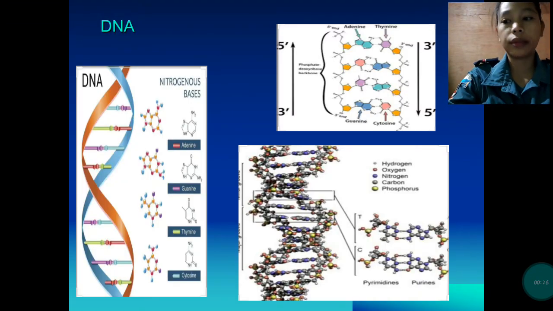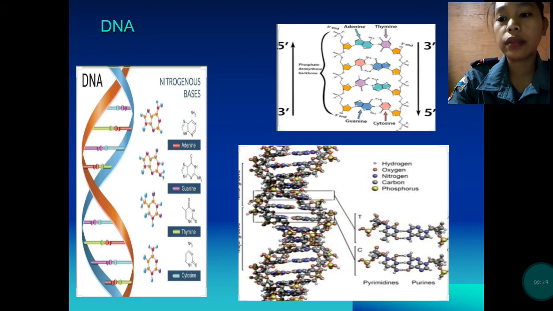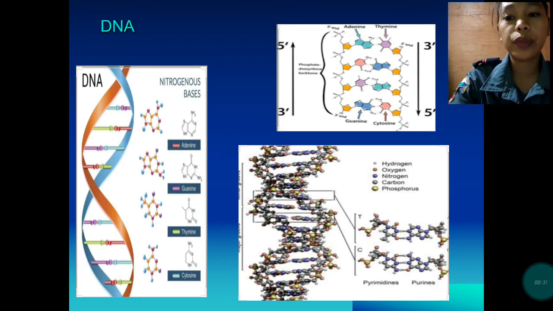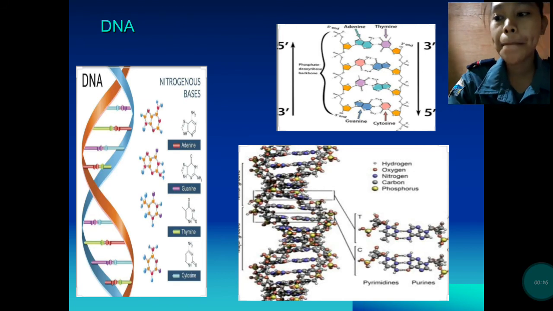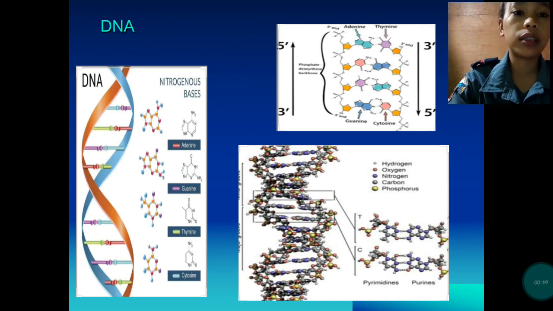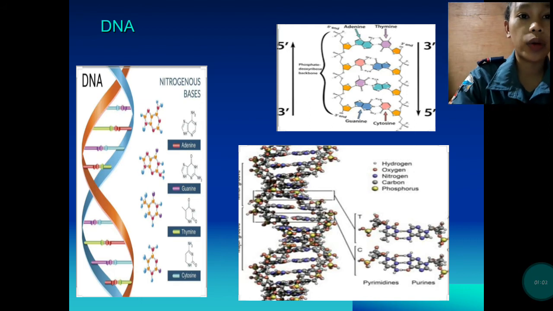Ano nga ba ang DNA? DNA is a self-replicating material which is present in nearly all living organisms as the main constituent of chromosomes. It is the carrier of genetic information. DNA is made up of molecules called nucleotides, and each nucleotide contains a phosphate group, a sugar group, and a nitrogen base. The four types of nitrogen bases are adenine, guanine, thymine, and cytosine.